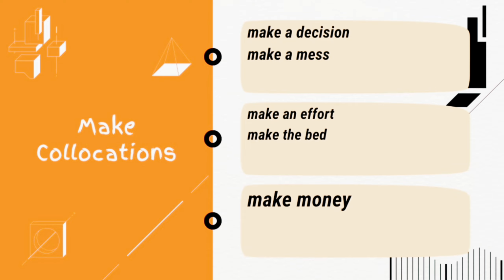Over here we have the make collocations. Make a decision, decide, make a mess, create dirt, make an effort, try hard, or make the bed, basically arrange your bed, make money, earn money. So basically, make means to create something, to cause something. When I say create something, it can be physical or maybe not physical.